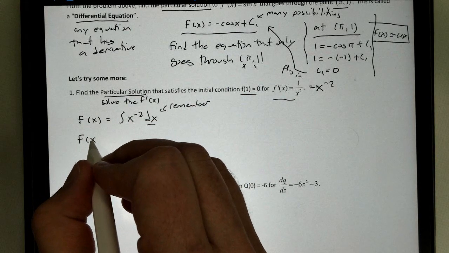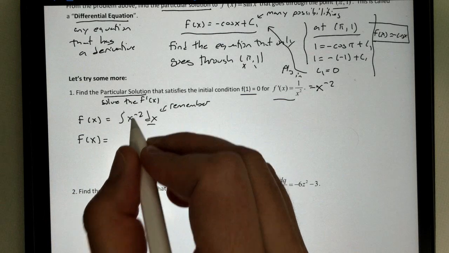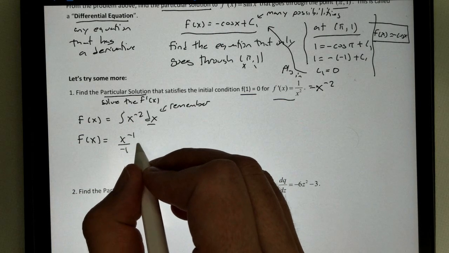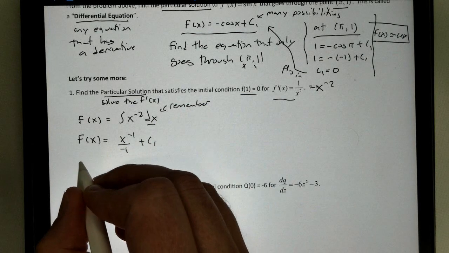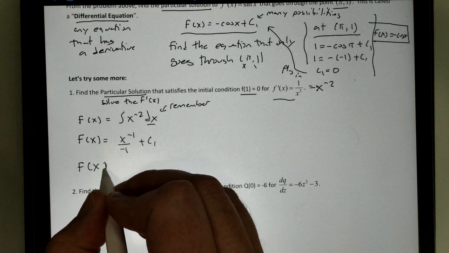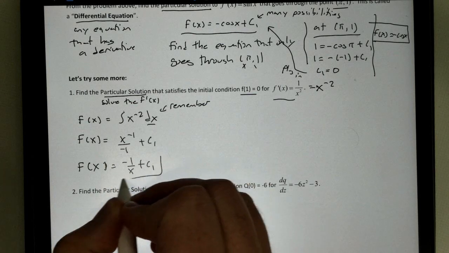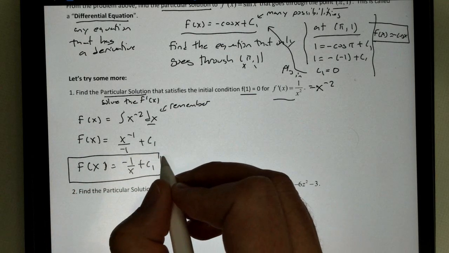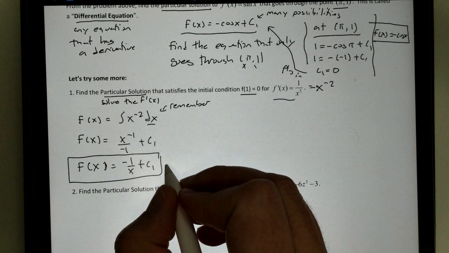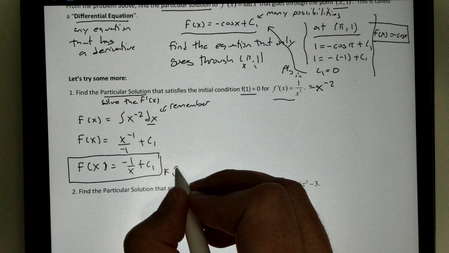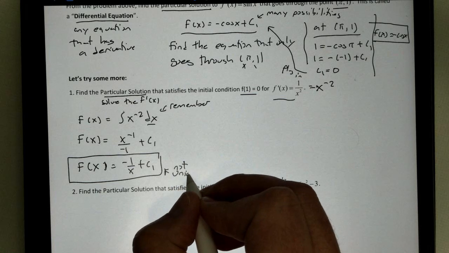Taking the antiderivative, we would add 1 to our power. This becomes x to the negative 1 over negative 1 plus c1. So my function is the following: negative 1 over x plus c1. There is my indefinite integral. Remember, this is not unique.